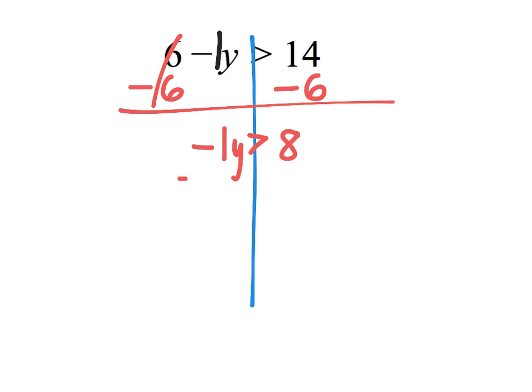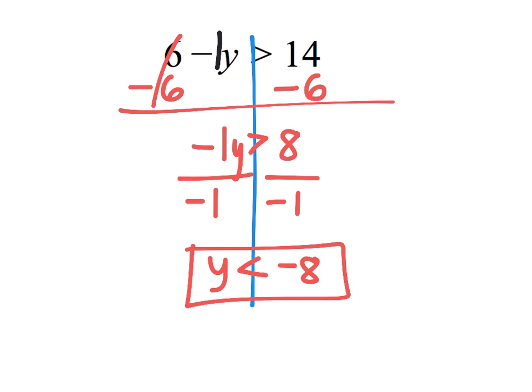And now we divide by negative 1. When we have a number right next to a variable, that's multiplication. If I'm dividing by a negative, what do I got to do? Flip it. So y is now less than negative 8. We divided by a negative, so we have to flip the sign.